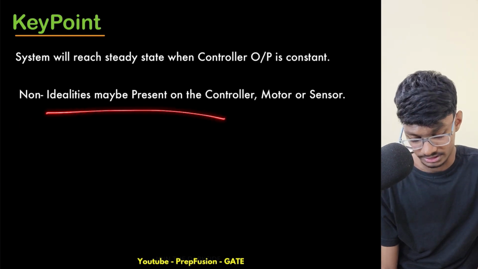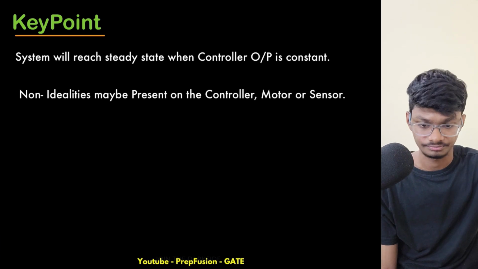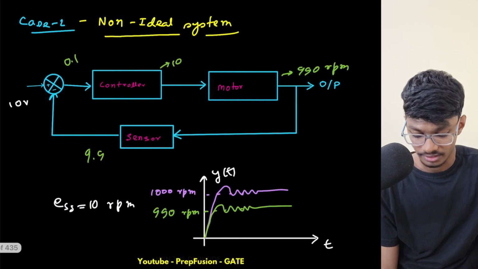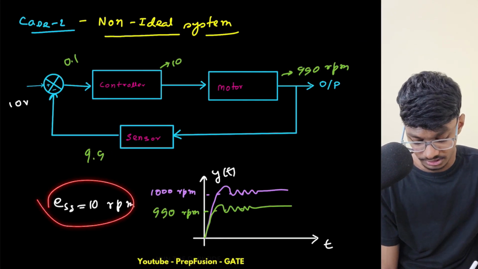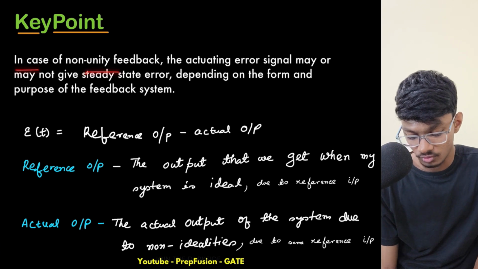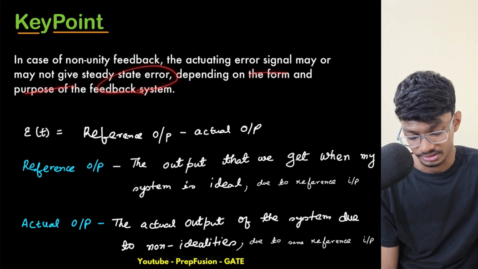Now, as I explained, non-idealities may be present in the controller, motor, or sensor. Anywhere it may be present. So this is about the non-ideal case and the ideal case, and I have also explained about the steady state error. Now let's go to the definition. In case of non-unity feedback, the actuating signal, error signal may or may not give steady state error.